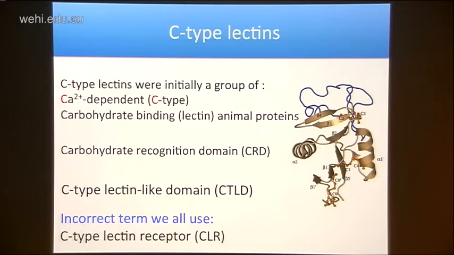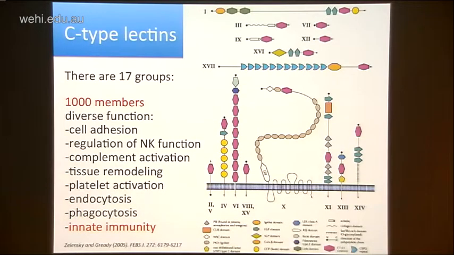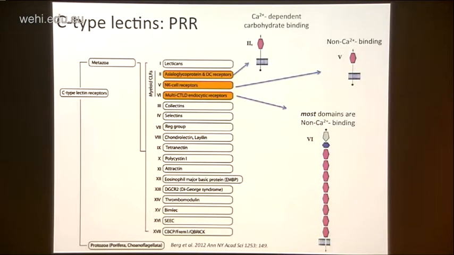And just to give you an idea how diverse C-type lectin receptors, or C-type lectins actually are, oh, by the way, sorry, I also need to mention that also in the literature you'll have a reference to myeloid C-type lectin receptors. So C-type lectins are actually a group of 17 types of proteins, and there is at least 1,000 members. A lot of them, and you can imagine that as such a diverse group of proteins, they're involved in many, many different cellular functions. Cell adhesion, involved in natural killer cell regulation, complement activation, tissue remodeling, platelet activation, endocytosis, phagocytosis, and of course the immune response, especially the innate immune response. But when we talk about C-type lectin-like receptors or C-type lectin receptors, we are actually only referring to 3 of these 17 groups highlighted here.